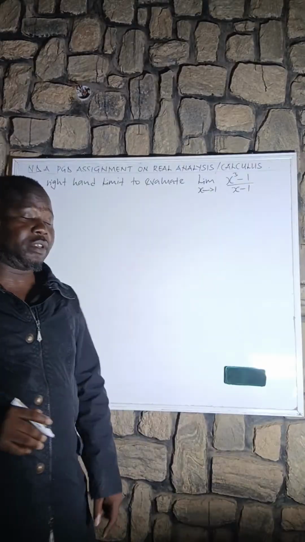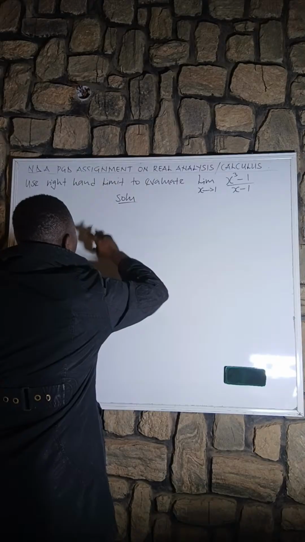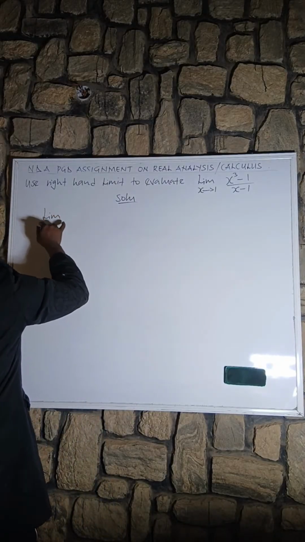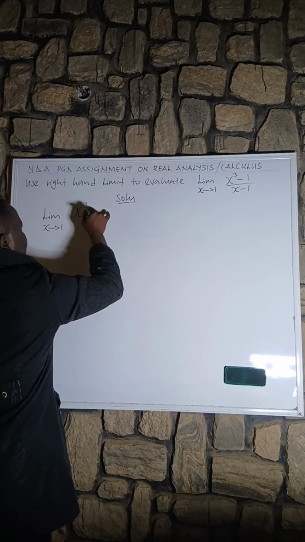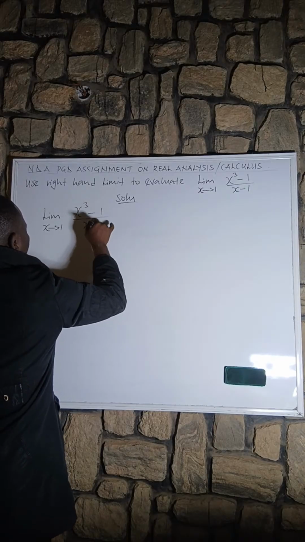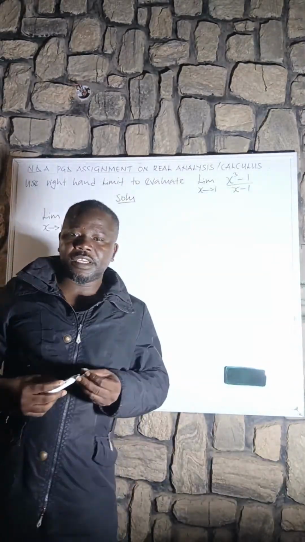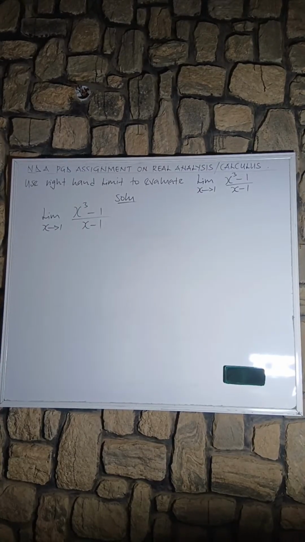Let's do it together. Okay, let's write the solution. You can see what I'm saying. The limit as x tends to 1 of x raised to the power of 3 minus 1 all over x minus 1. Are you following? Please look at the board very well.